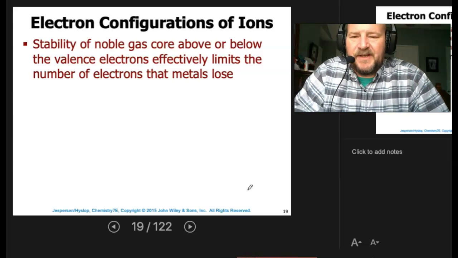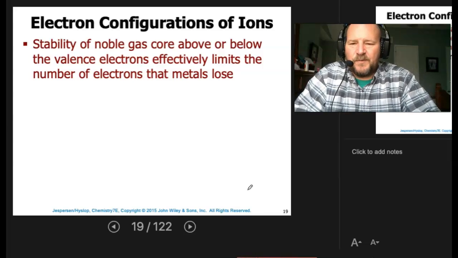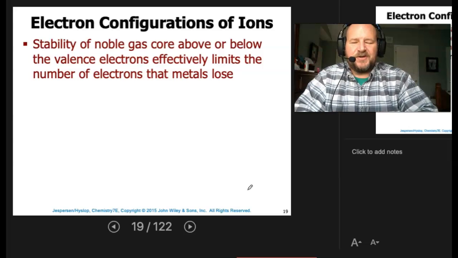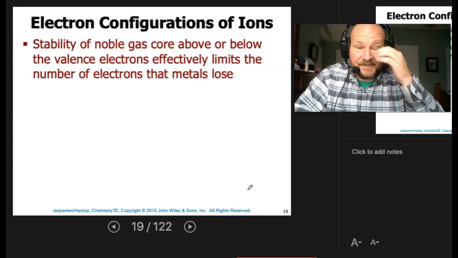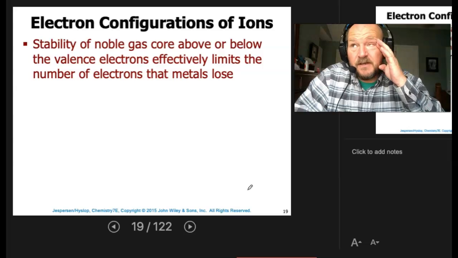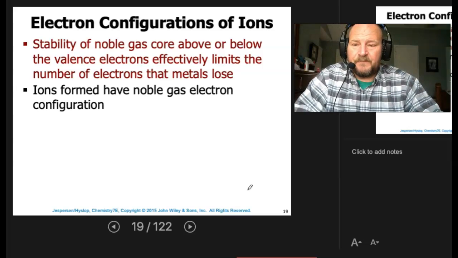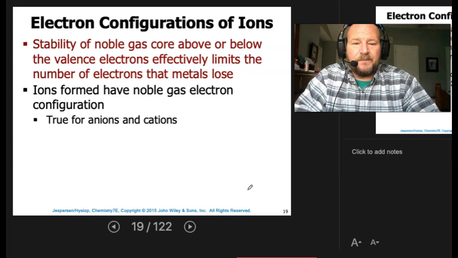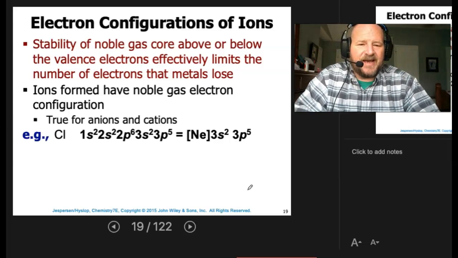So, the stability of the noble gas core above or below the valence electrons effectively limits the number of electrons that metals lose. And of course, we learned this as the Octet Rule, right? This is the magic number 8. All of our noble gases have 8 electrons, and that's the name of the game. Ions formed have noble gas configuration. This will be true for both the anions and the cations.